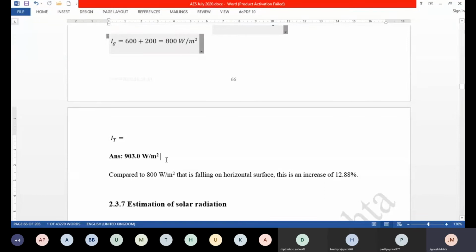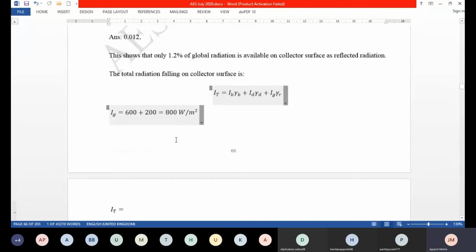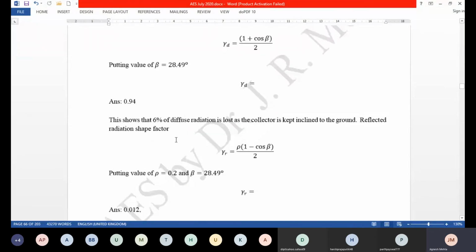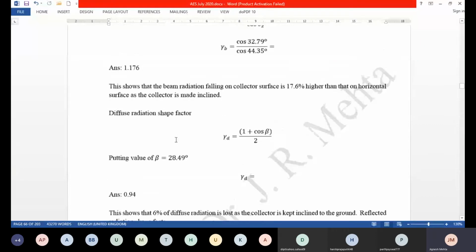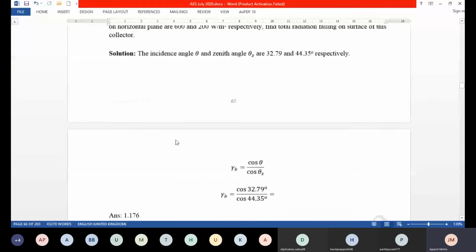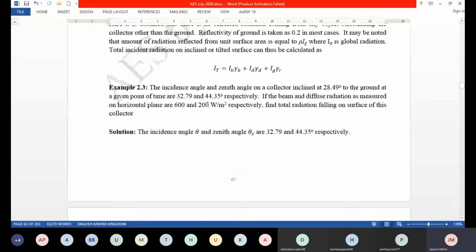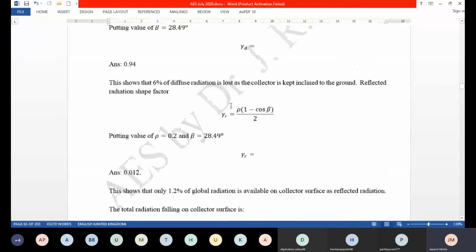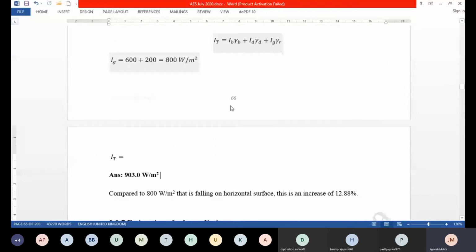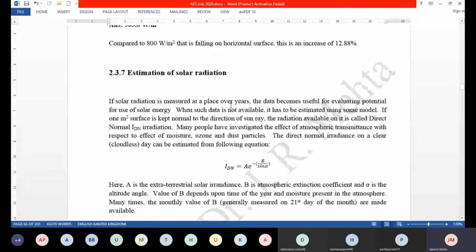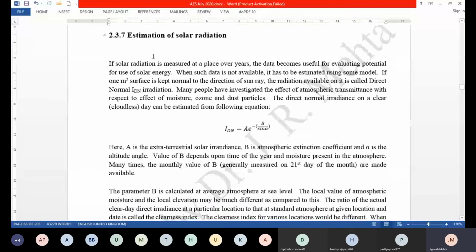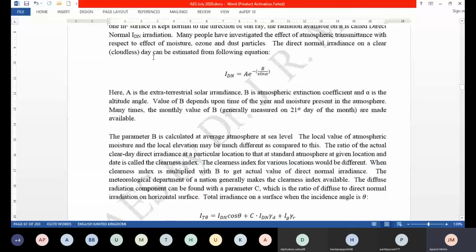Okay. So this example demonstrated how you can calculate the amount of total energy incident on an inclined collector when you have the values for beam radiation and diffuse radiation available on the horizontal plane. Okay. So let's go to the other part. We are not going into this estimation of solar radiation.